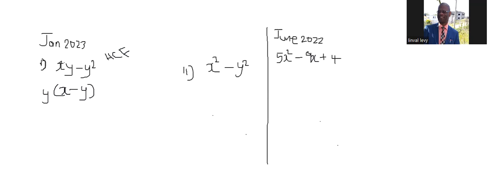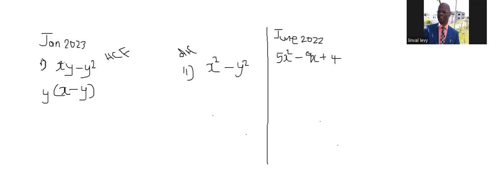Now let's look at the next part of the question. We have x squared minus y squared. Notice we have two squared terms here. In this case, the method we use is factorization by difference of two squares.